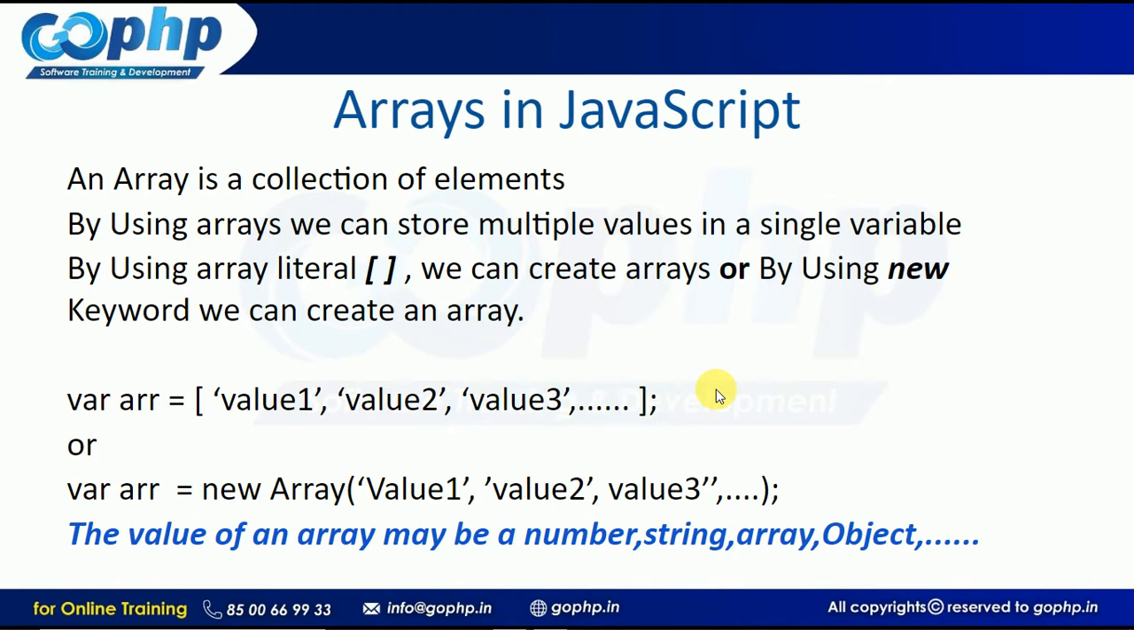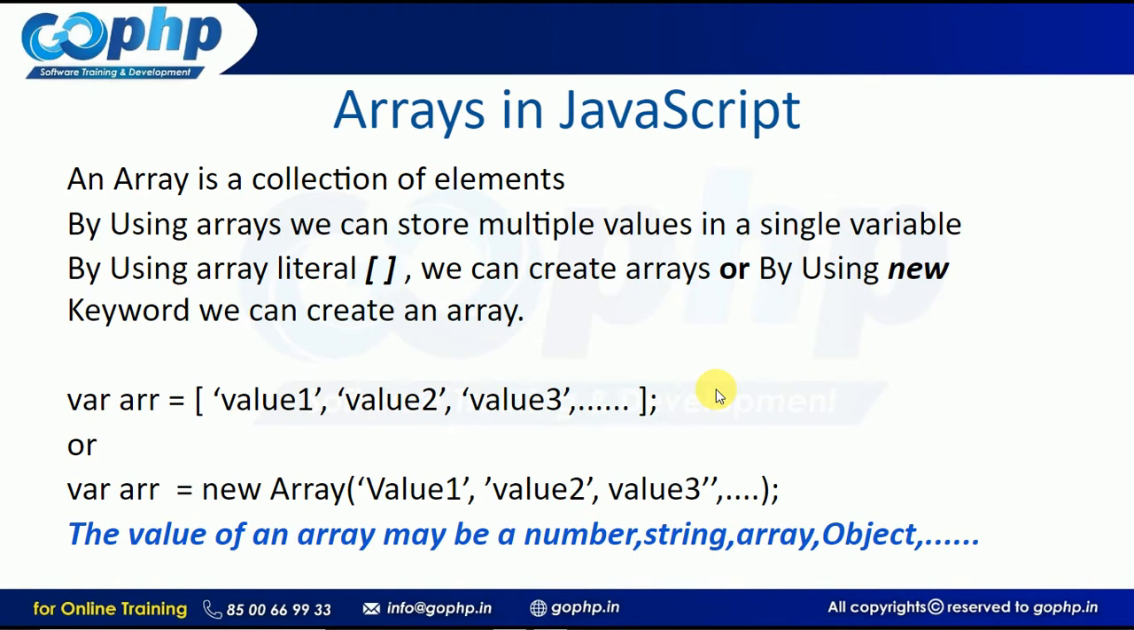See, arrays are not only in JavaScript. In other programming languages also we have arrays, like C language, C++, Java, .NET, Python, PHP. Everywhere we have the concept called arrays. But in JavaScript, an array is a collection of elements.